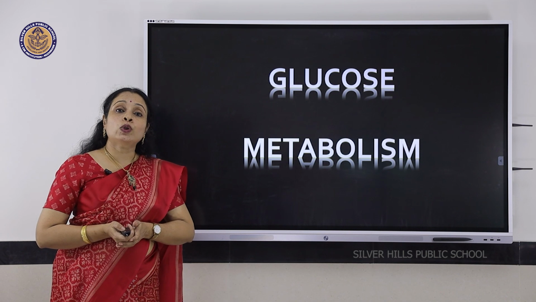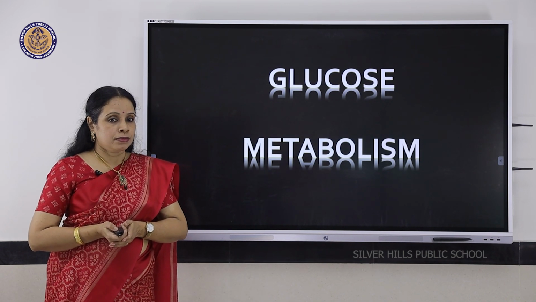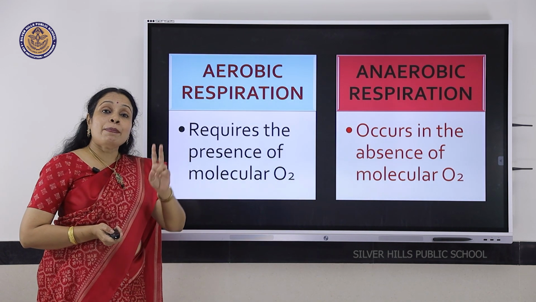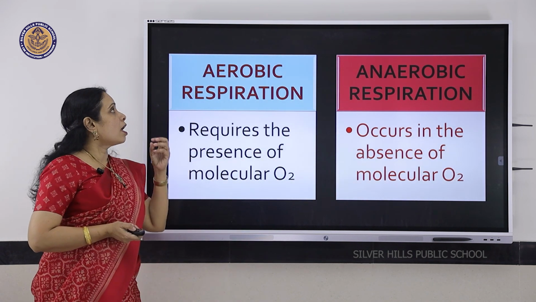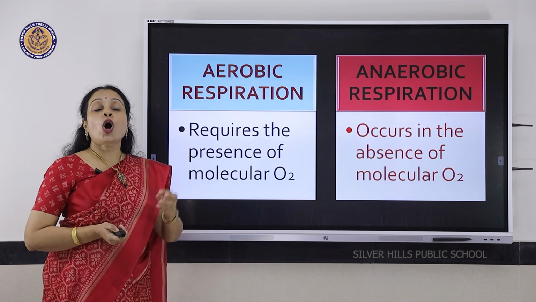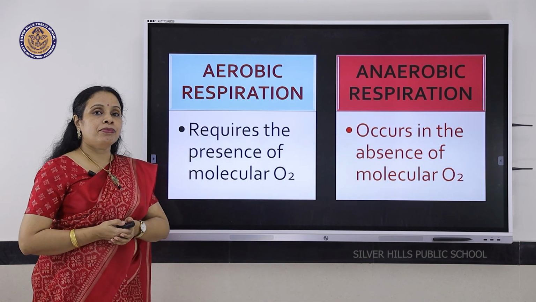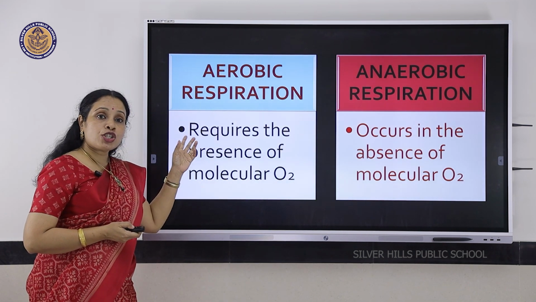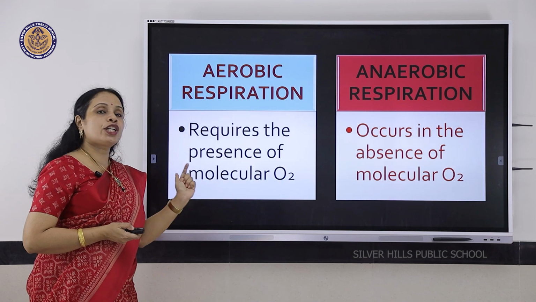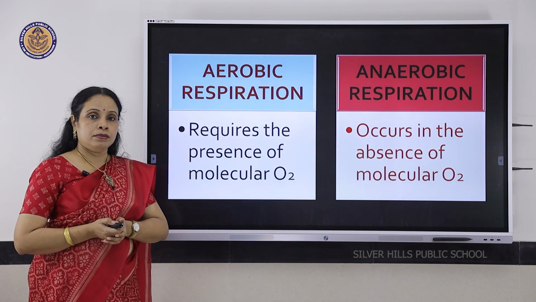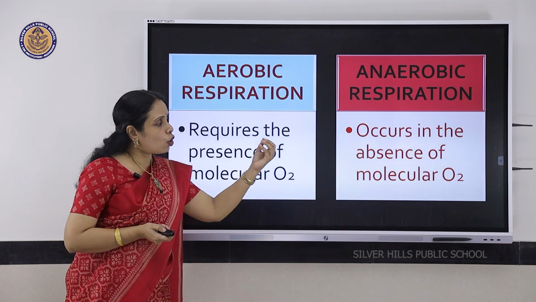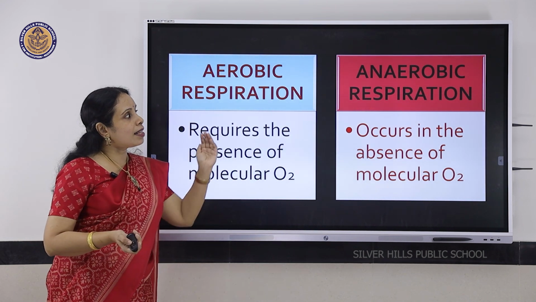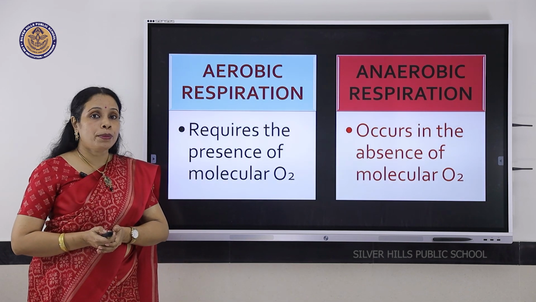Now let us see about glucose metabolism. How is glucose broken down? It can happen in two pathways, aerobic pathway or anaerobic pathway. Aerobic means the respiration happening in the presence of molecular oxygen. But if no molecular oxygen is used to break down glucose, then that pathway is called anaerobic.